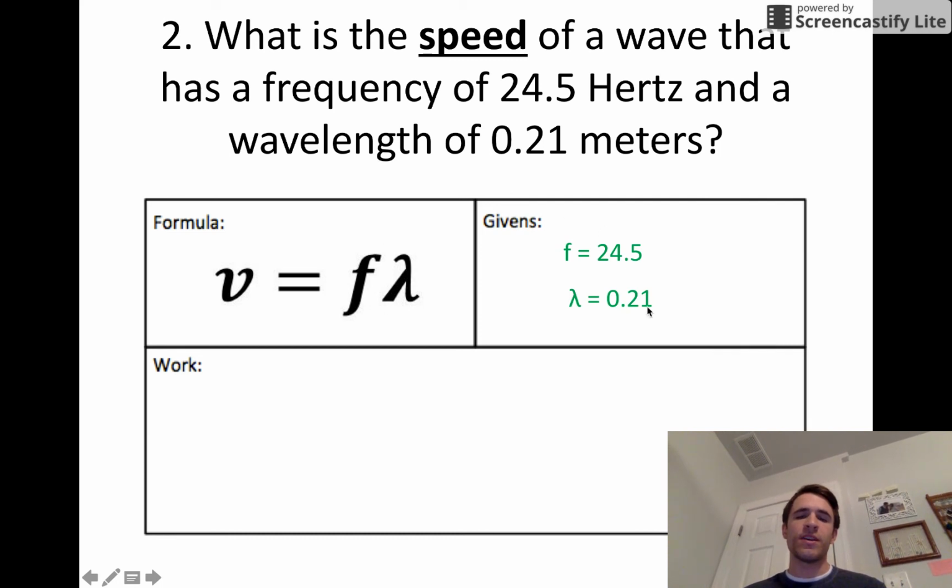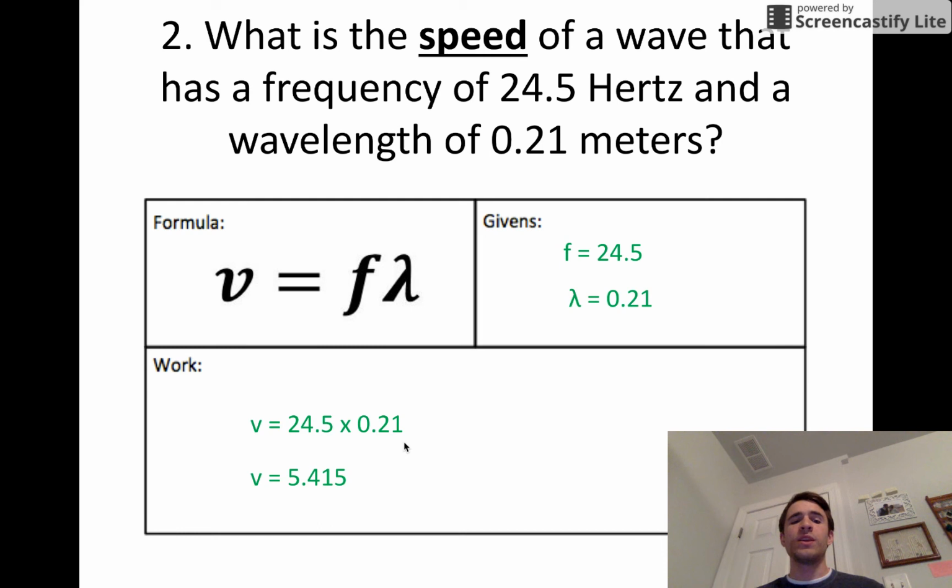24.5 goes in for my F right here. 0.21 goes in for my lambda, which is going to look like this: V equals 24.5 times 0.21. Go ahead, put that in your calculator right now, guys, and see what answer you get. If you did it, you should have gotten 5.415. However, our unit is meters per second, so my final answer is 5.415 meters per second.